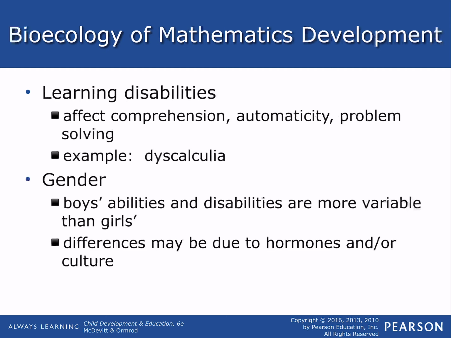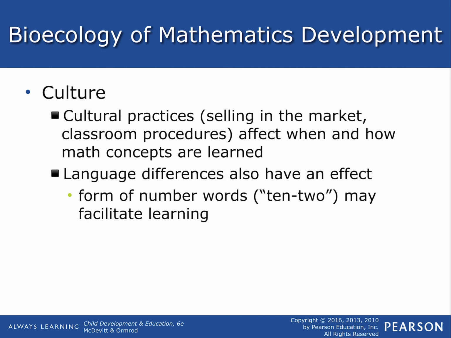Boys' abilities and disabilities are more variable than girls. Boys start to stand out if they're going to stand out, but they can also have a lot of learning disabilities in this area. Selling in the market, classroom procedures affect when and how math concepts are learned. So some people get into it really early, and there's a lot of resources at home for it. And some people have huge feelings about numbers because of poverty, potentially. You know what I mean? Like not having enough of something. It has an emotional component to it. So sometimes numbers are not neutral, and we'll talk about that in later chapters.